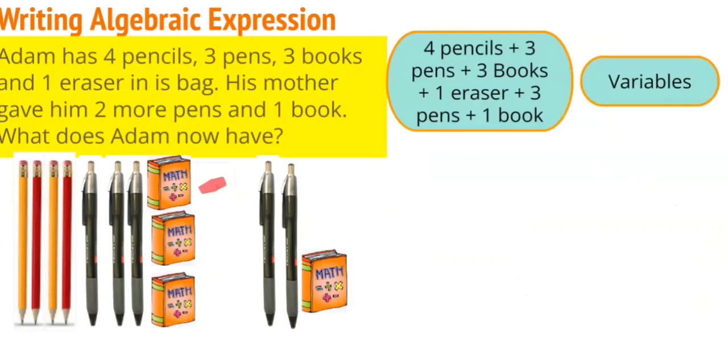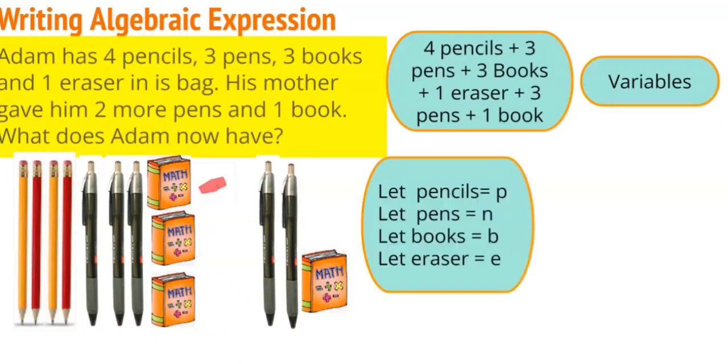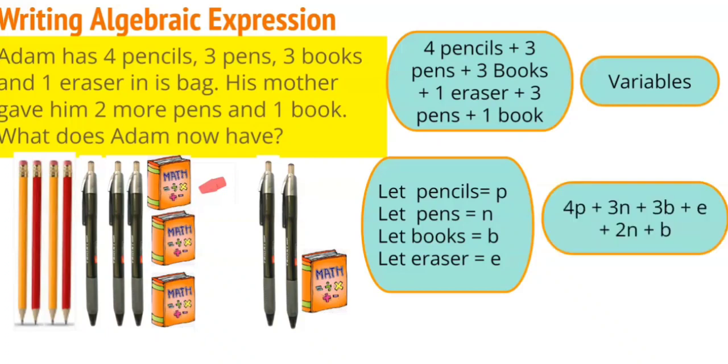Again, if we're going to use our variables, we can use just about any letter or symbol to represent any resource or item that will be in Adam's bag or that Adam will have. But for this example, I'm going to say let pencils equal P, let pens equal N, let books equal B, and let eraser equal E. Then we can simply say that Adam has 4P plus 3N plus 3B plus E plus 2N plus B.